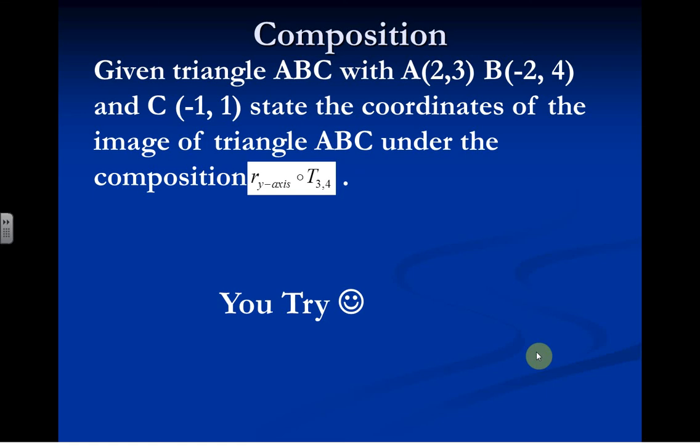Okay, if you want to, please try this one for me. Remember, always do the one on the right first, and you will be good to go.